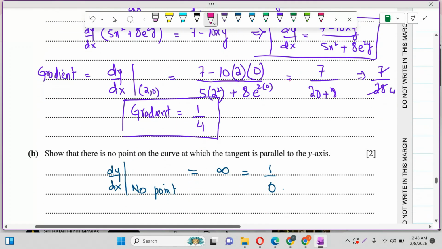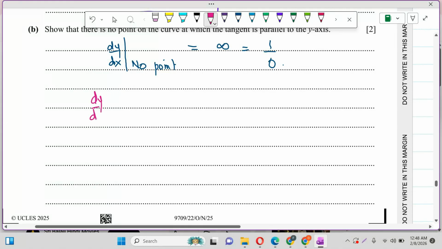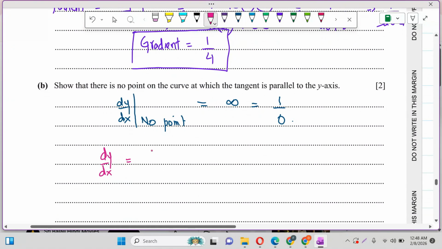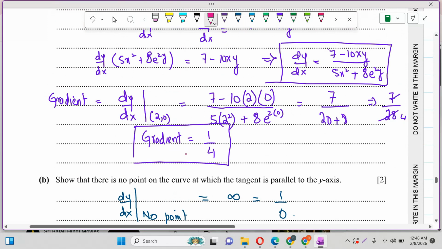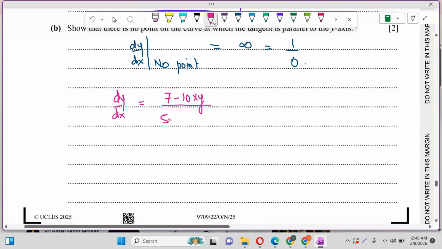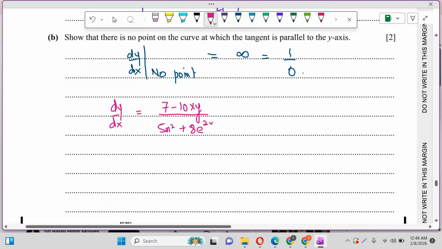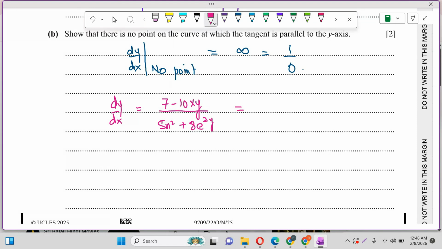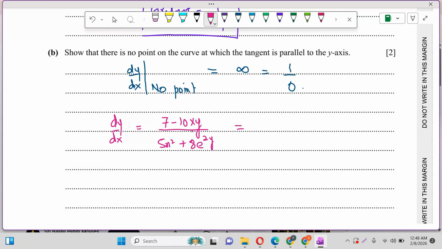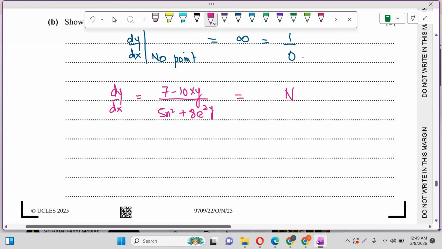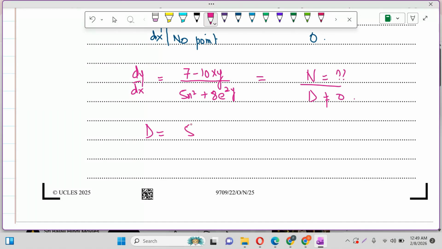So we already have dy over dx, which is 7 minus 10xy over 5x squared plus 8 exponential of 2y. If we have any x and y for which the denominator is 0, we will have the slope of the curve at that point be infinity. The numerator can be any real value, but the denominator should not be 0. So we have the denominator, which is 5x squared plus 8 exponential of 2y.